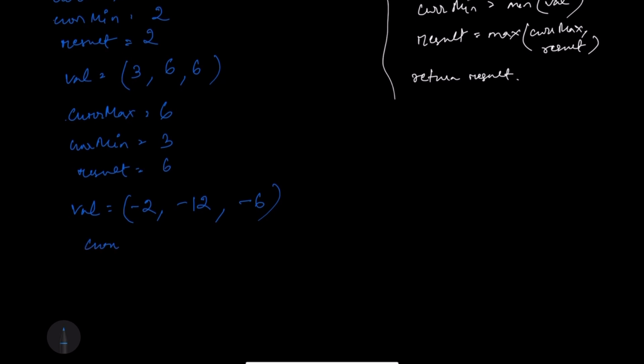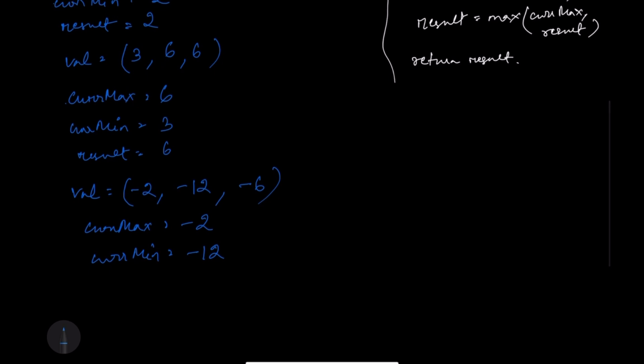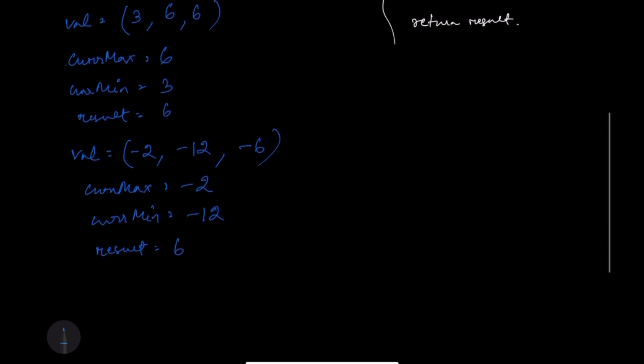Now we will find our current max. So what is the maximum of all these three? That is the number itself. What is the minimum of all these three? That would be -12. Now as you can see, that is the reason why we were maintaining the minimum value, right? So now we will check our result.